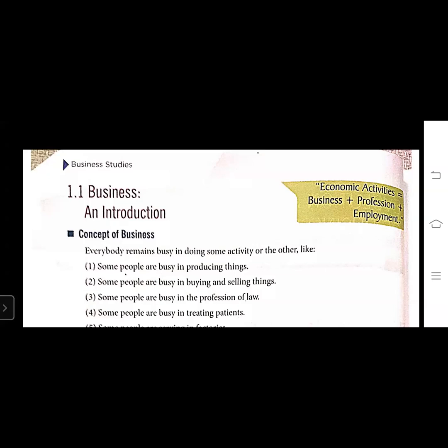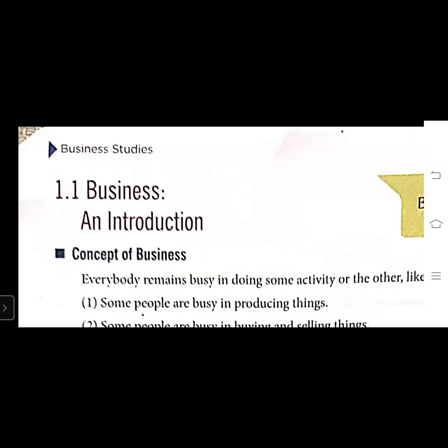We have discussed business and introduction and human activities. All human beings are engaged in some activities or other in order to satisfy their basic needs. For example, farmers are busy in their field, and workers are working in factories. Professionals like doctors, lawyers, CA are busy in their profession.